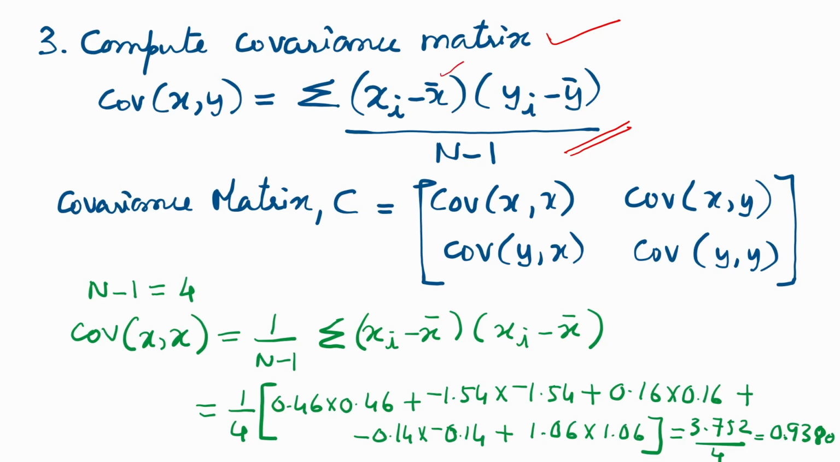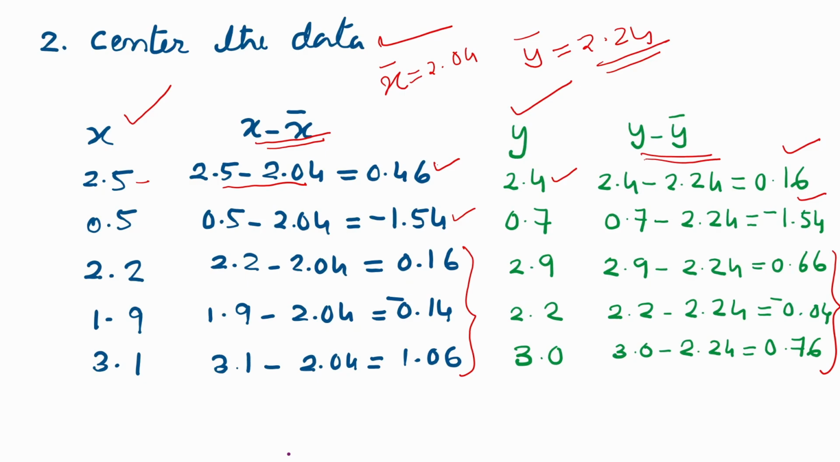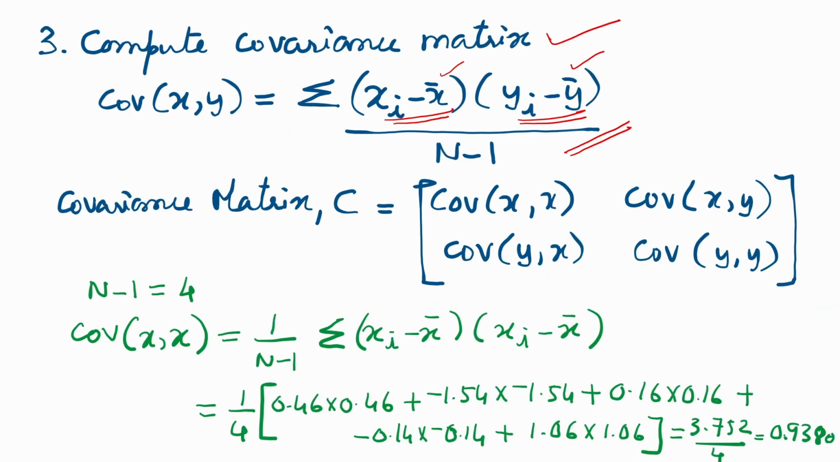X bar we already found, yi minus y bar also we found. So we have found this xi minus x bar and yi minus y bar in the previous step. Here you can see we have already found the center points divided by n minus 1. Please note that it can sometimes be divided by n also.